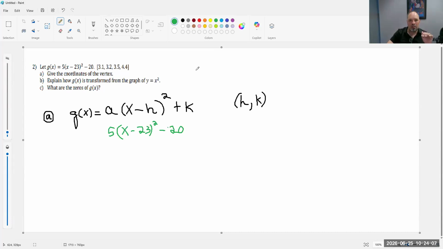Now it's mostly obvious, but there could be a little bit of confusion. So the h is the 23 without the minus sign. But the k is the 20 with the sign. That's probably the main confusing thing.